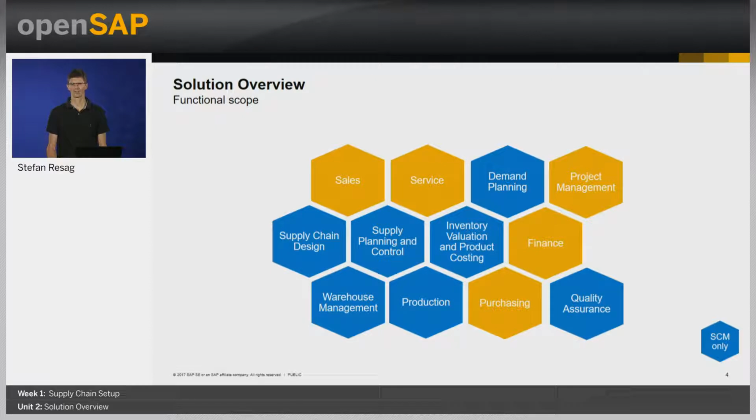Let us have a closer look at some of the functional blocks. Sales and service covers the customer-facing functions like order taking and invoicing. In supply chain design, you find functions to model the flow of goods to your customer, between your locations, or within your warehouse and production locations.